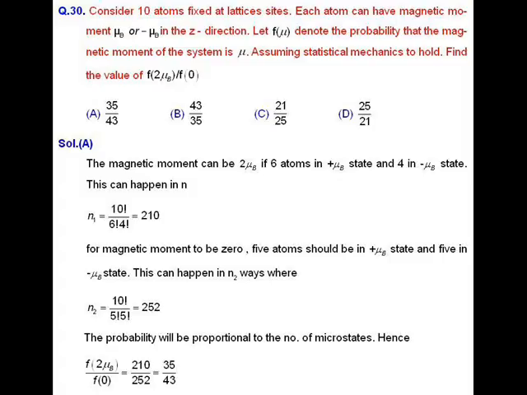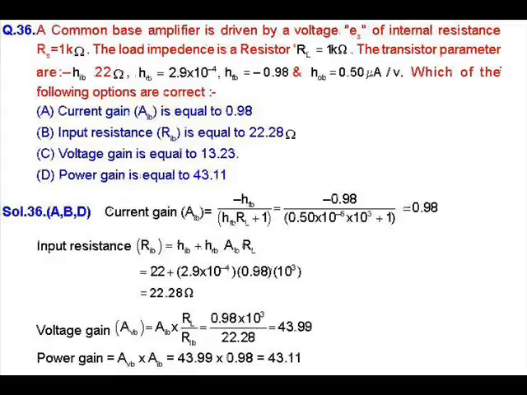So the probability will be proportional to the number of states. That's why the function of 2 mu B divided by the function of 0 magnetic moment is equal to 210 divided by 252, that is equal to 35 divided by 43. Option A is correct.